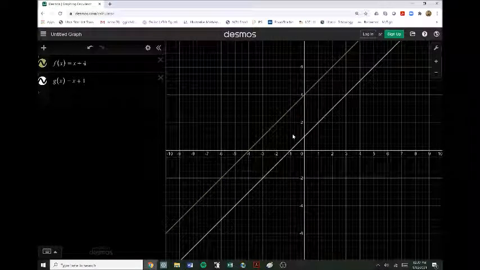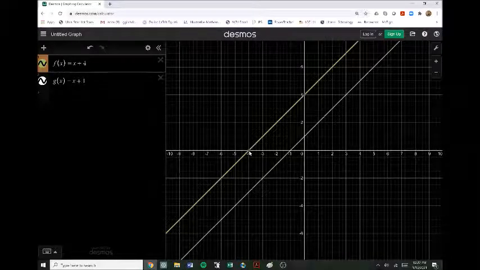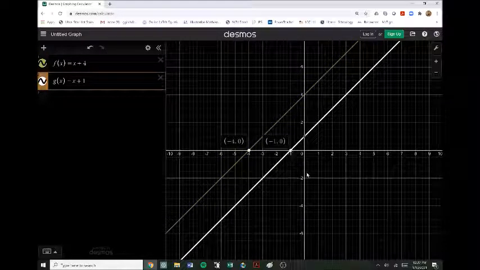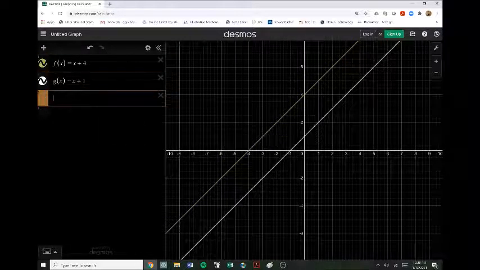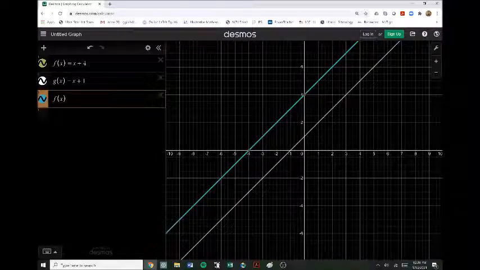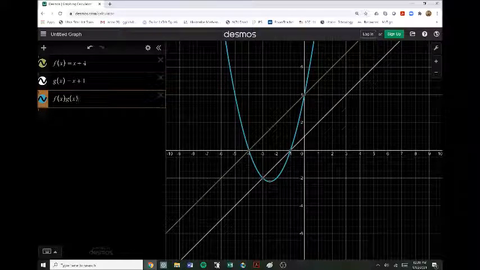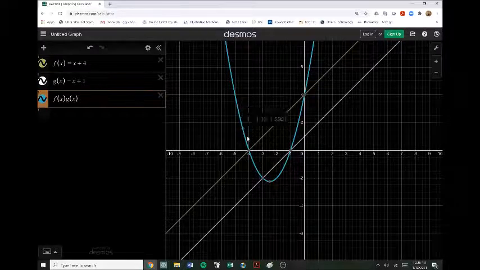Both these lines have a slope of 1, and both these lines have x-intercepts. Notice how the green line has an x-intercept here at -4, and the white line has an x-intercept here at -1. Well, watch what happens if I multiply these two functions. In Desmos, I can just type f of x, g of x. It'll take my f of x function and my g of x function and multiply them. f of x times g of x gives me this curve.